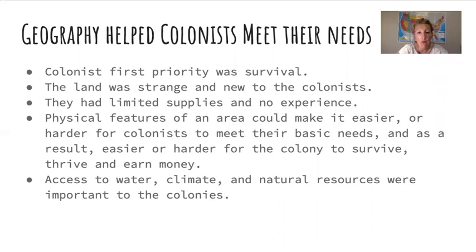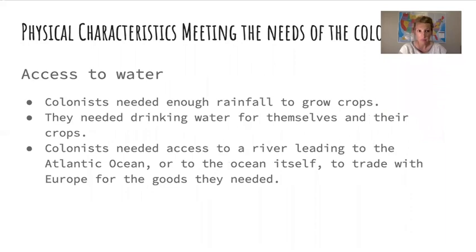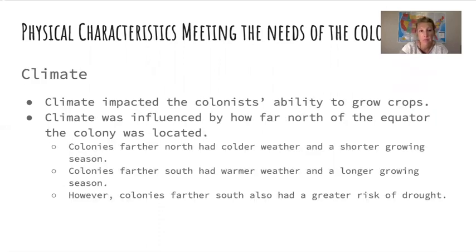Access to water, climate, and natural resources were important to the colonies. Physical characteristics meeting the needs of the colony. Access to water. This is so important. Colonists needed enough rainfall to grow crops. They needed drinking water for themselves and their crops. And colonists needed access to a river leading to the Atlantic Ocean or the ocean itself to trade with Europe for the goods they needed. So they couldn't produce everything that they needed, so they needed to be able to trade.